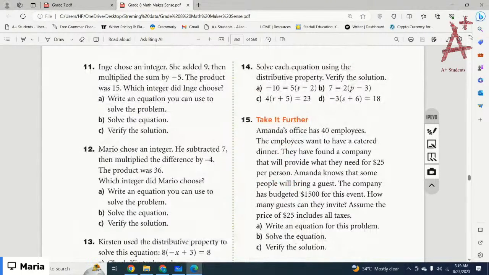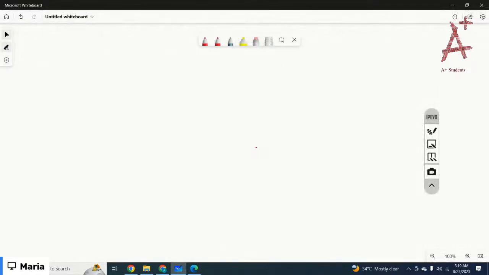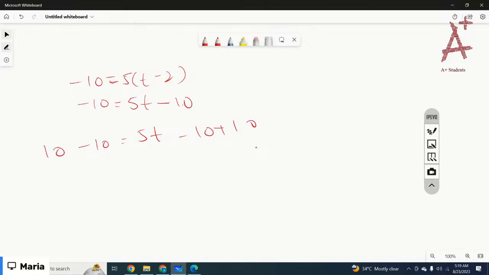Solve each equation using the distributive property. Verify the solution. Negative 10 equals 5 times (t minus 2). Negative 10 equals 5t minus 5 times 2, which is 10, right? You have to add 10 to both sides. Here you have 0 equals 5t, so t equals 0.